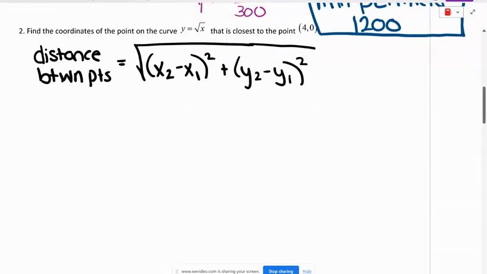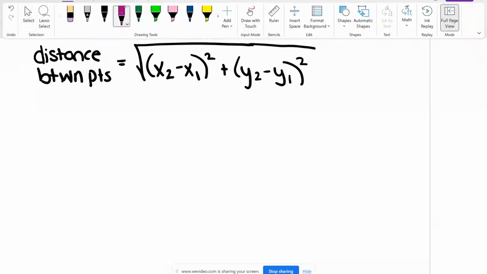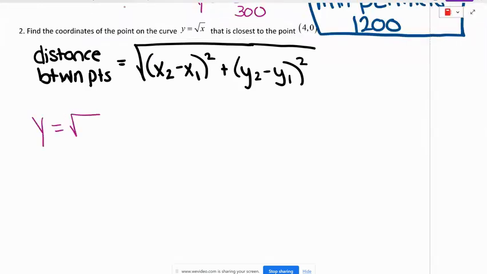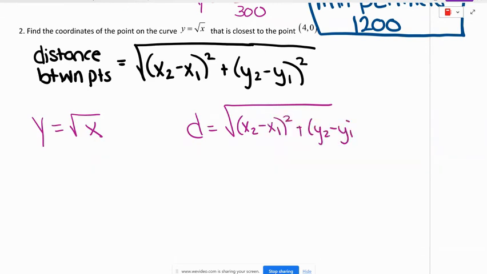All right, so we're going to use the distance formula. How do I know we're using the distance formula? Because they say find the coordinates of the point on the curve that is closest to the point (4, 0). So they're saying find the distance, the smallest distance. So are we going to be looking for a maximum or are we going to be looking for a minimum? Closest point. Minimum, because it's the closest point we're looking for a minimum. So our first equation we're using is y equals the root of x. The second one we're using is the distance is equal to the root of (x2 minus x1) quantity squared plus (y2 minus y1) quantity squared.